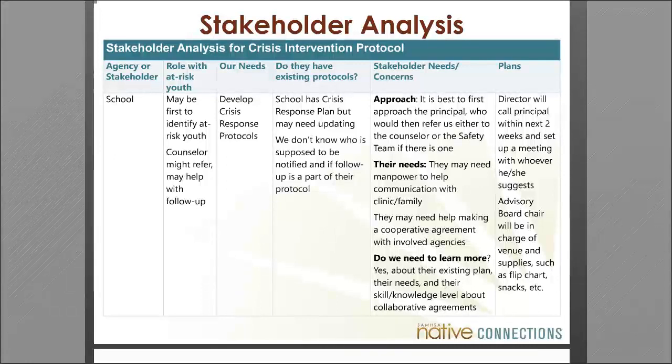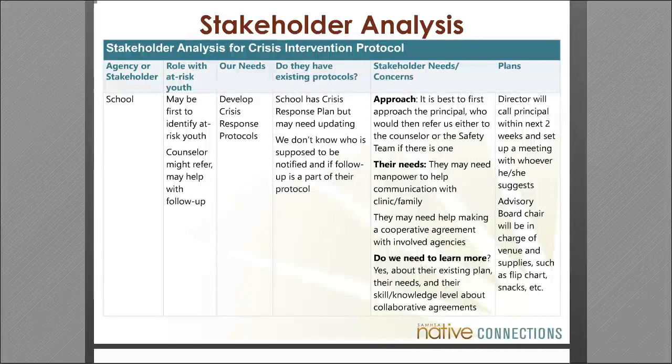And so what is their role with at-risk youth? Maybe they're the first ones to identify at-risk youth. Their counselor has a referral process in place. And again, that would be one of the procedures that you would want to talk to the school about. And so what do you need to do as a Native Connections program? You're looking at developing a crisis response protocol. And again, when you're filling out these templates, be specific on what it is that you're trying to do or what it is that you need.